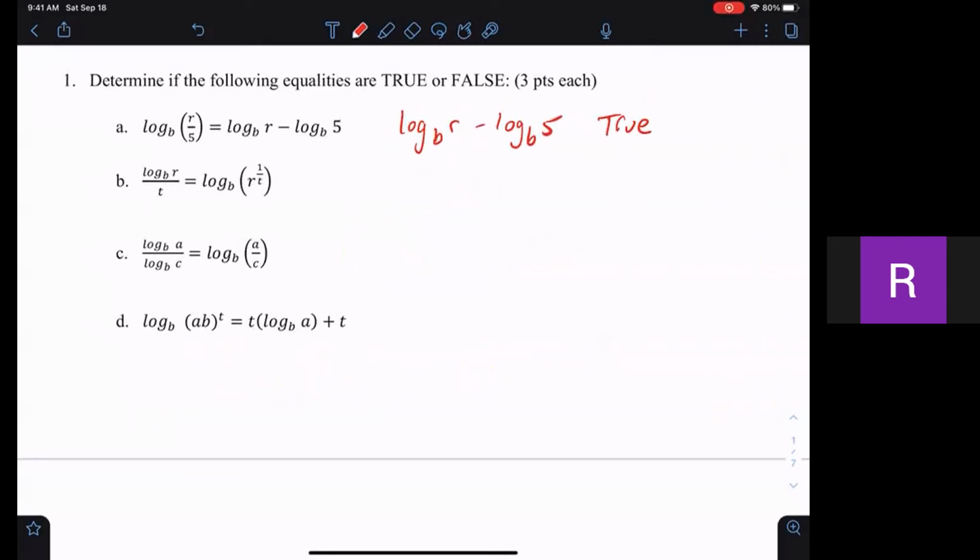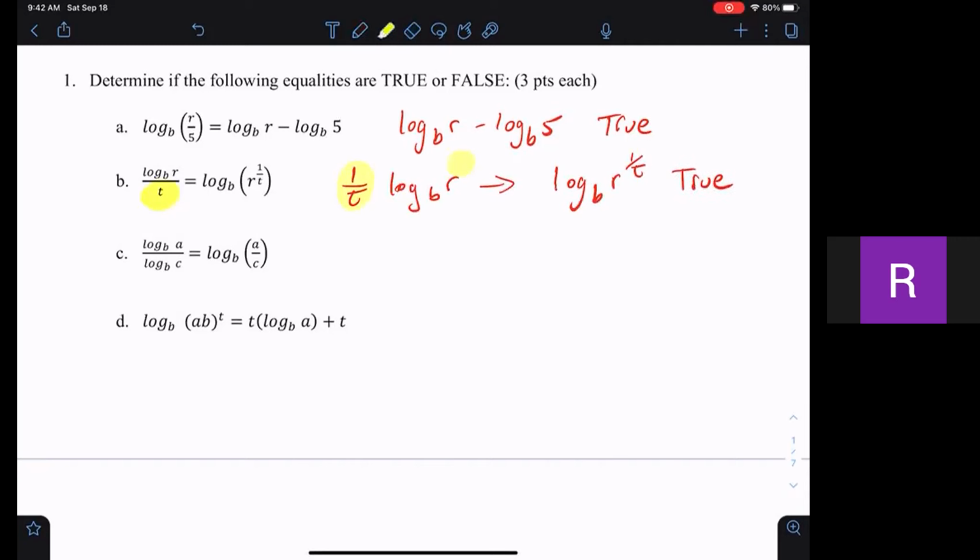Now, what about this? Here you can think about it this way. I have 1 over t, which is the same as multiplying 1 over t times log b of r. So we can just move these to the top. We can use basically the power rule but backwards. So this is log base b of r to the 1 over t, and we get the same this time. So this is true.